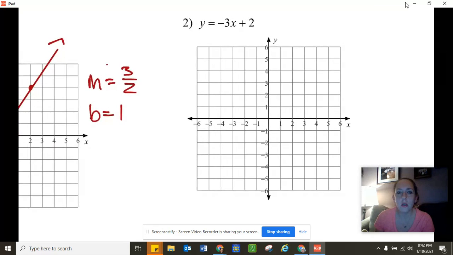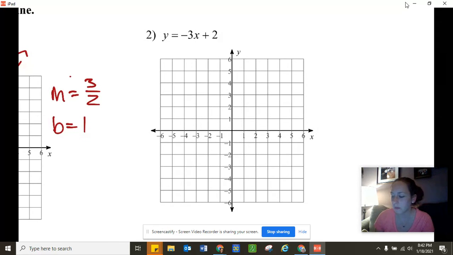So for this one, remember that if you ever have a slope and it's just a number like that, you put it over 1 to make it into a fraction for your rise over run. And then my b is 2. So slope is the number with x, b is the number by itself. So I start at 2 on the y-axis, and then my slope is -3/1. So that means I go down 3 spaces and right 1.